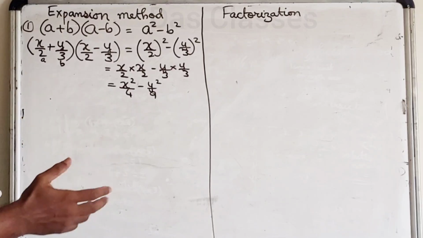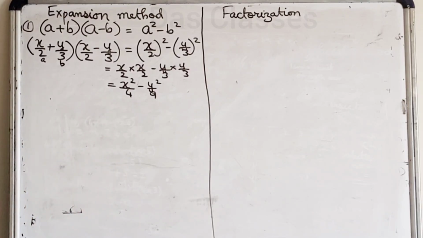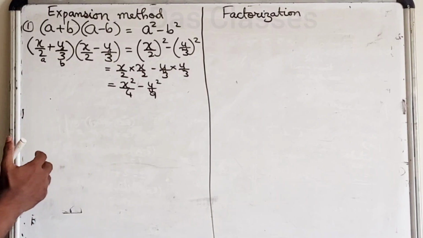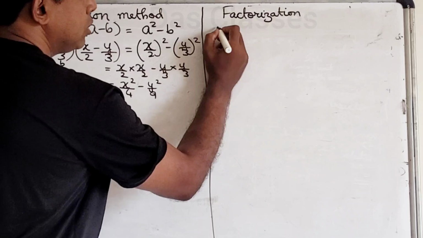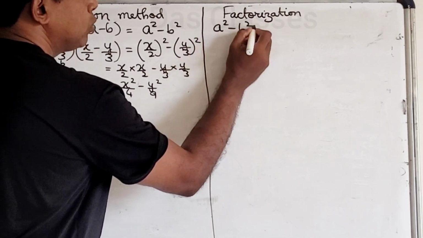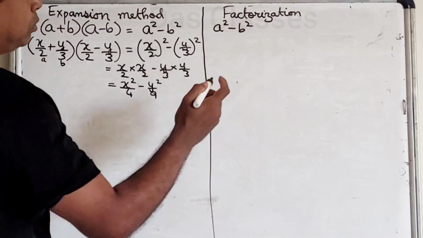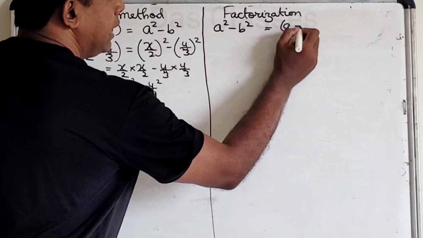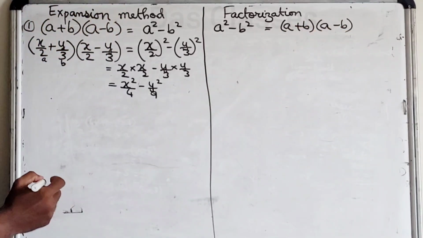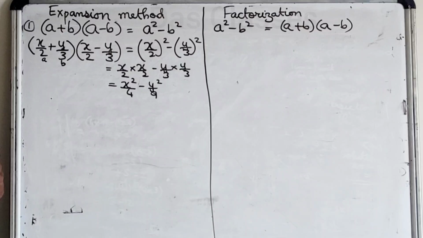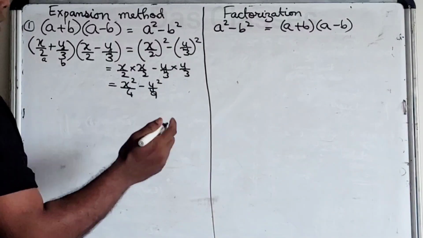How will the factorization sum be? I'm going to take the same formula, and this time it's going to be the reverse. In factorization, they will give you the a square minus b square form, so the answer is going to be (a plus b)(a minus b). Let's take an example to understand this.